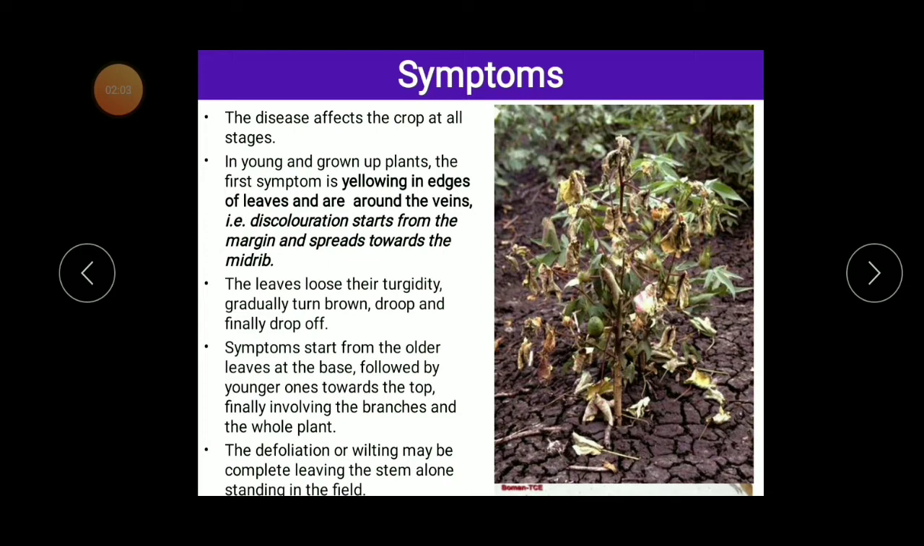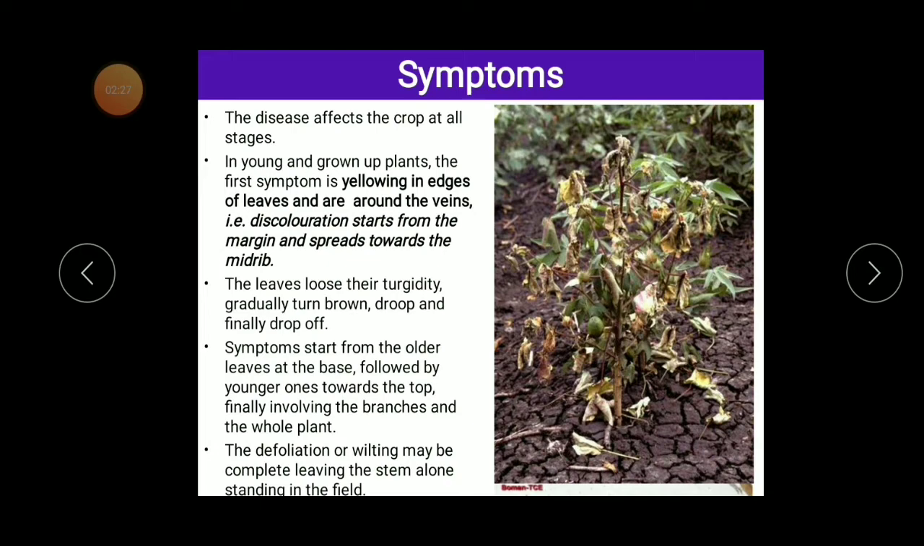Symptoms start from the older leaves at the base, followed by younger ones towards the top, finally involving the branches and the whole plant. The defoliation or wilting may be complete, leaving the stem alone standing in the field. Sometimes partial wilting also occurs, wherein only one portion of the plant is affected and the other remaining portion is free from the symptoms.